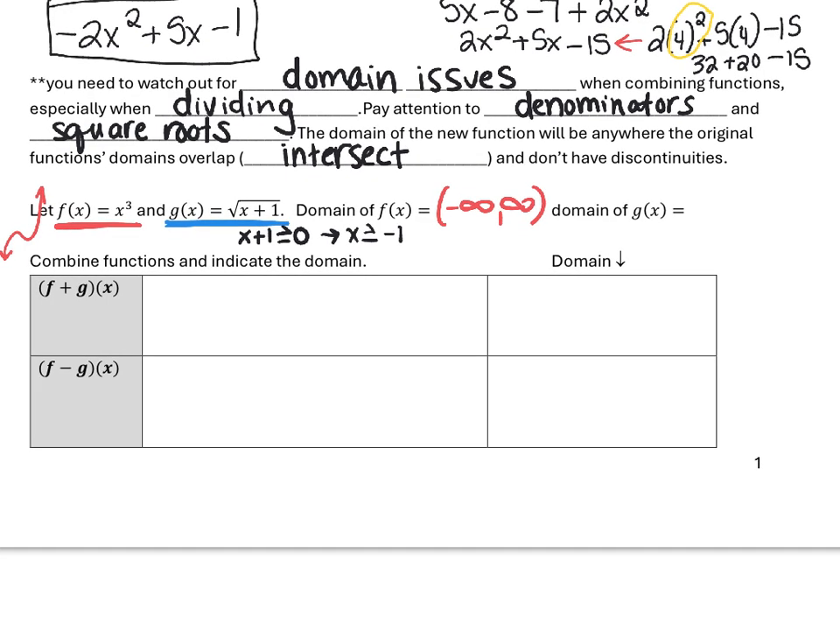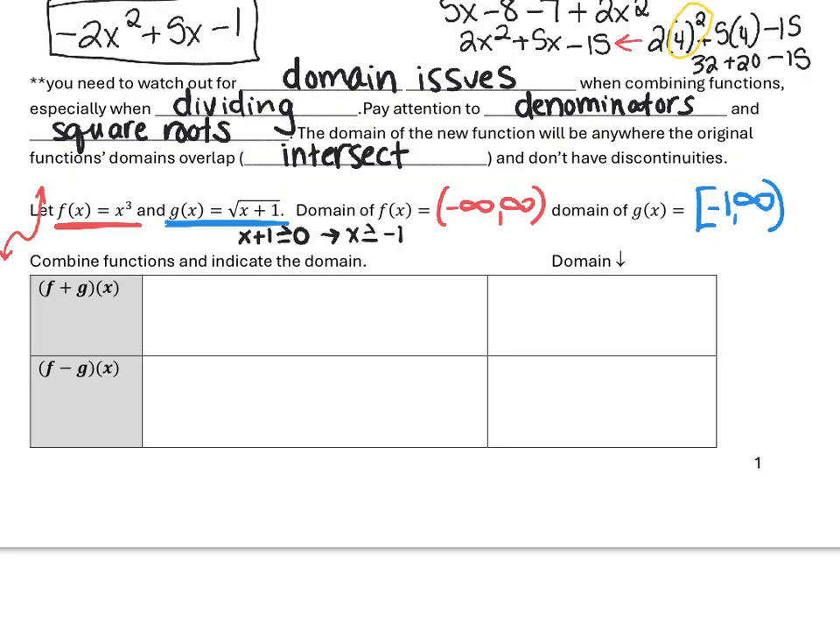So to write that in interval notation, the domain of g of x is from -1. We include it because it can equal -1, and anything bigger than -1, so to infinity. So what is the domain of these two functions? Where do they overlap? Which one is part of the other one?